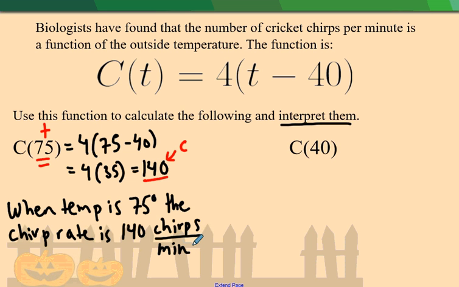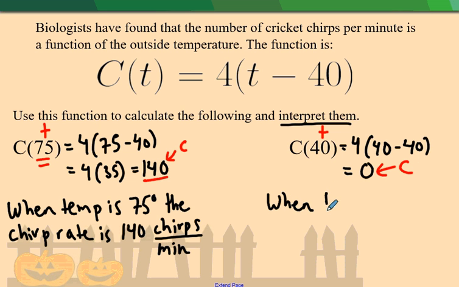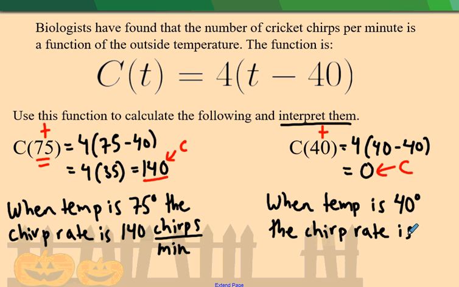Now we're going to do it for 40. I need to put 40 in for the T. I then end up with 4 times 0, which is equal to 0, which means when the temp is 40, my chirp rate is going to be 0. So now I'm going to write a sentence for that. When temp is 40 degrees, the chirp rate is 0. The cricket stops chirping, it's too cold.